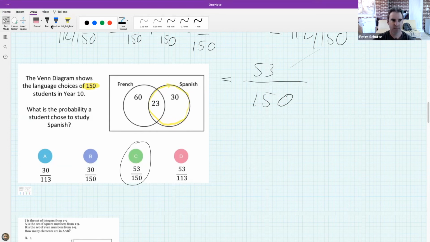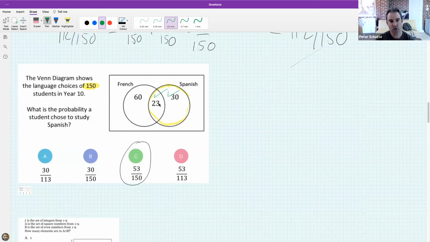Hi, sir. Sir, I have a question. Did you get the 53 over 150 by adding the 23 and the 30 together? Yeah, that's exactly how I did it. Oh, okay. Can you see how they're both inside Spanish?